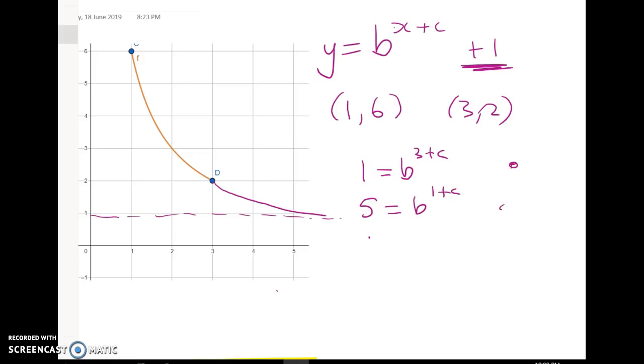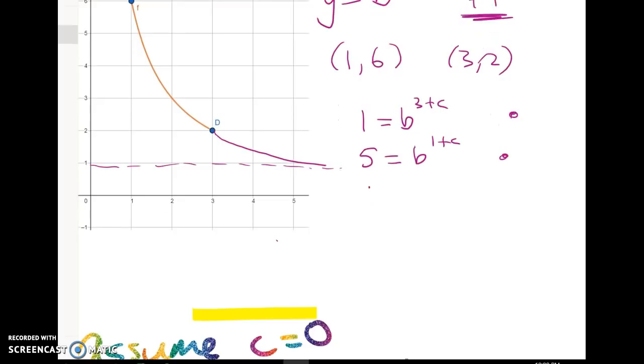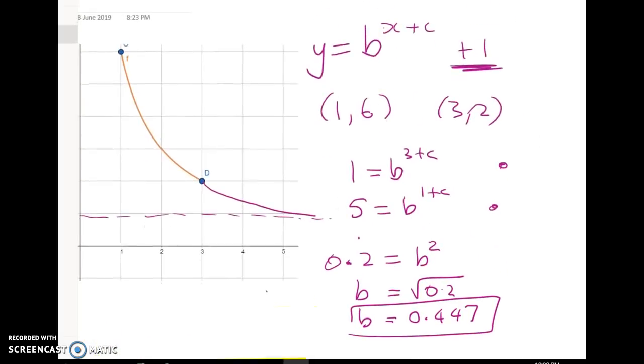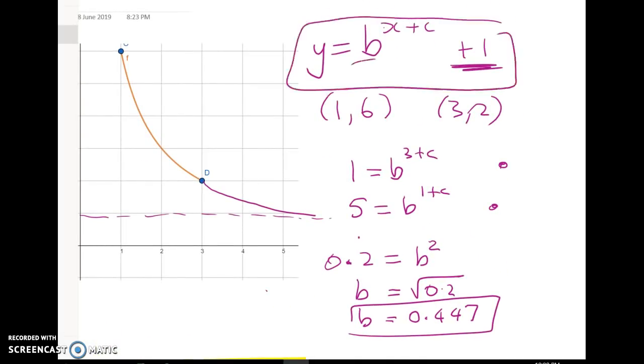And I did one of these divided by the other, and that gave me 0.2 is equal to b squared. So we got down to b is equal to the root of 0.2, and b works out to be roughly 0.447. Okay, so we got that far. Now I'm going to put that b number in here, and I still have to go through and figure out what c is. So I'm going to do that on a new screen.